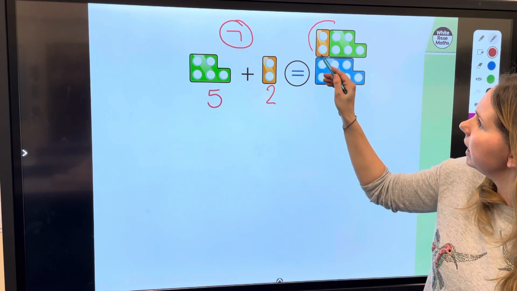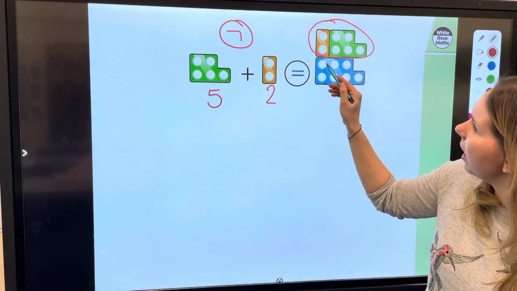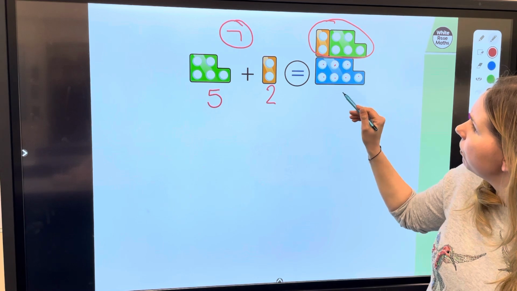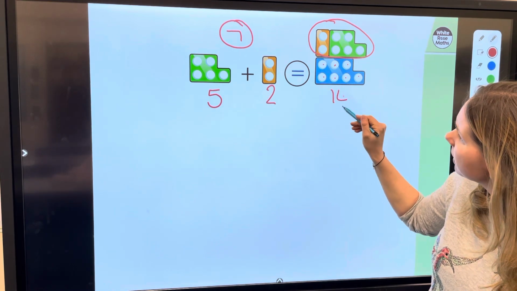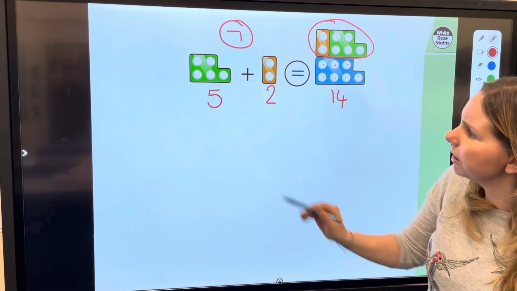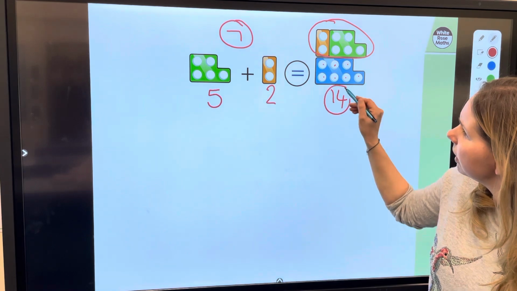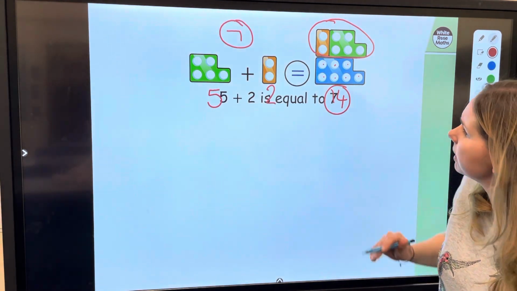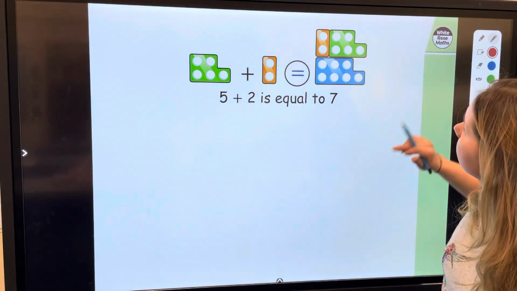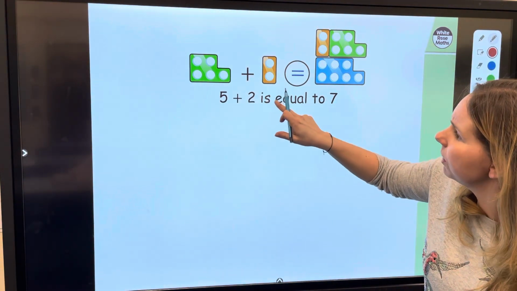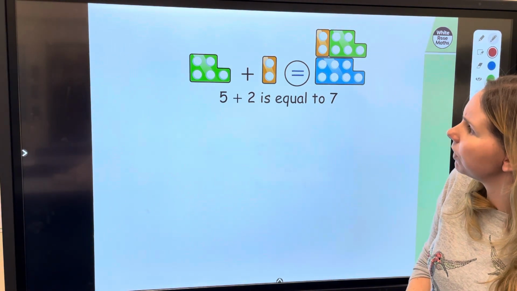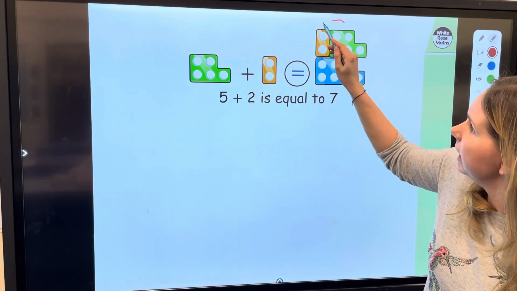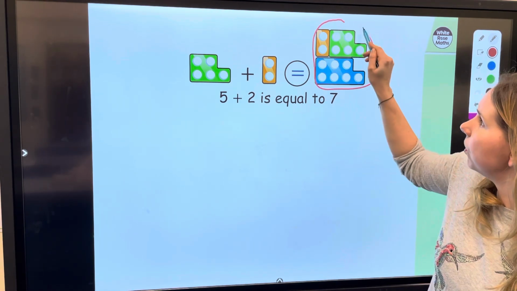We've got 7 here. But then I've got 8, 9, 10, 11, 12, 13, 14. I've got 7 again, the same shape. So I've got 7 and 14. And that's saying equal to. Let's have a look. Okay, 5 add 2 is equal to 7. It is equal to 7, but here they've showed us 14.